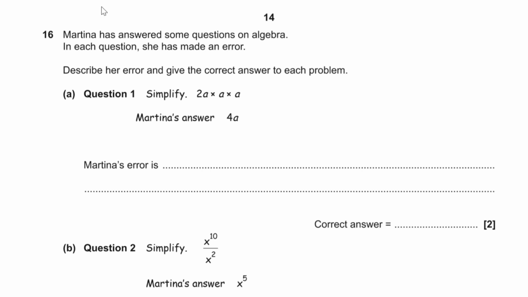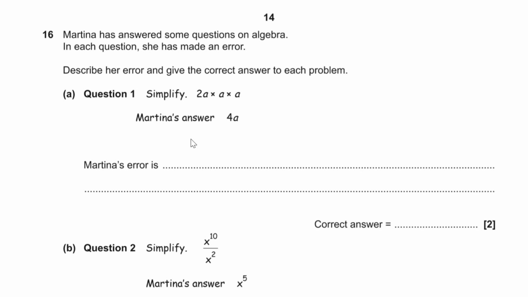Question number 16. Martina has answered some questions on algebra. In each question she has made an error. We have to describe her error and give the correct answer to each problem. Well, here, for the first question, she was asked to simplify 2a times a times a. Her answer was 4a. We have to identify her error and give the correct answer.